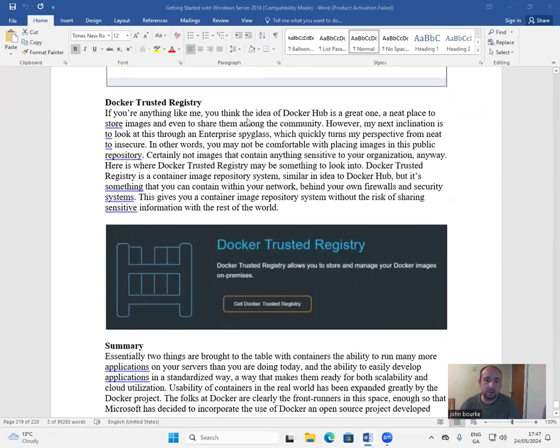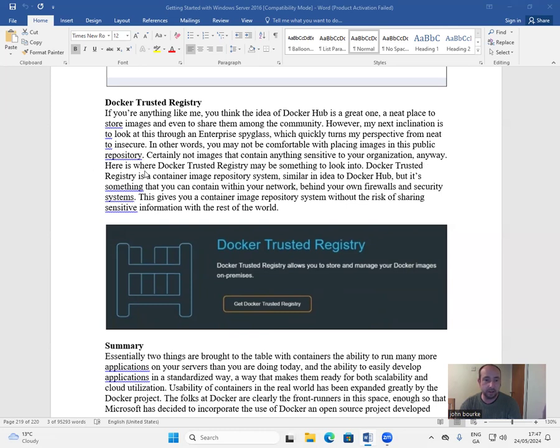If you're anything like me, you think the idea of Docker Hub is a great one, a neat place to store images and even share them among the community. However, my next inclination is to look at this through an enterprise spyglass, which quickly turns my perspective from neat to insecure. In other words, you may not be comfortable with placing images in this public repository, certainly not images that contain anything sensitive to your organization.